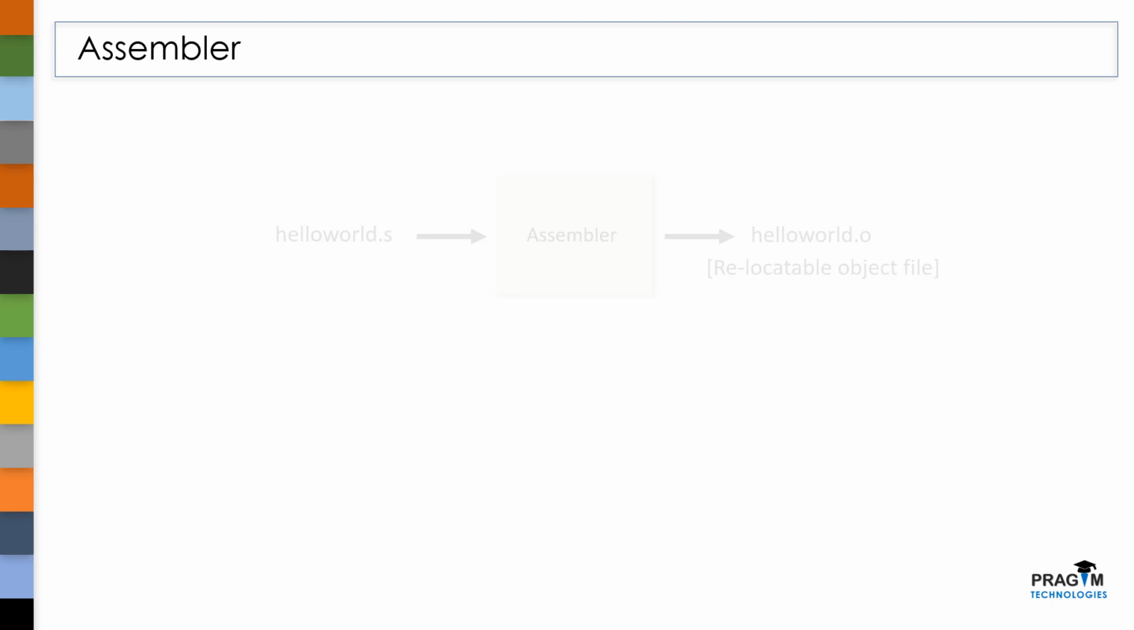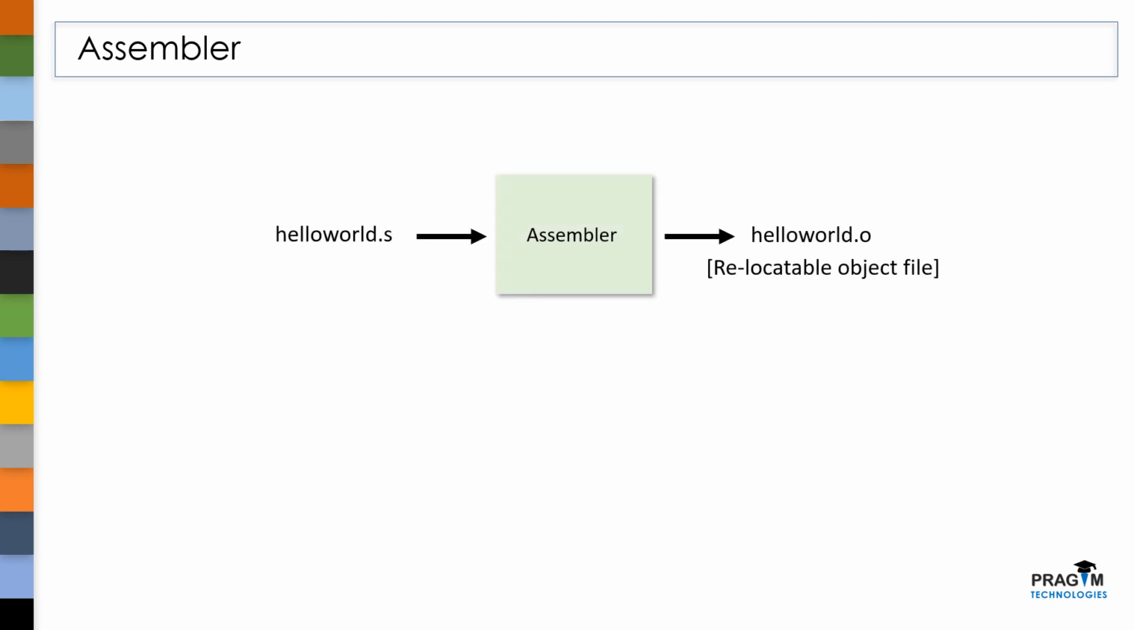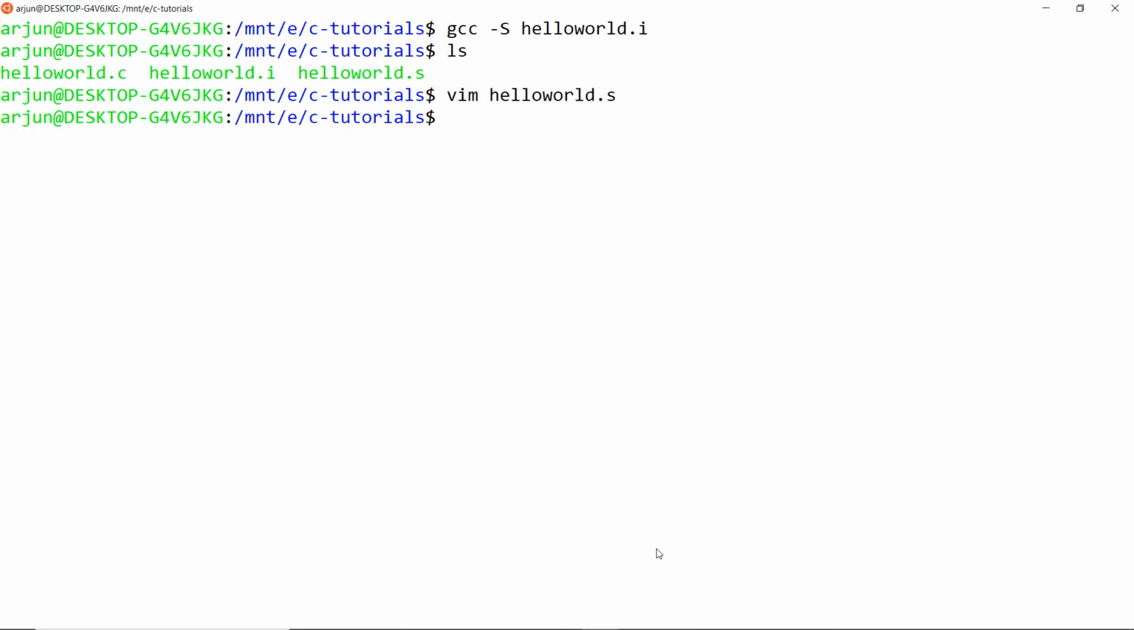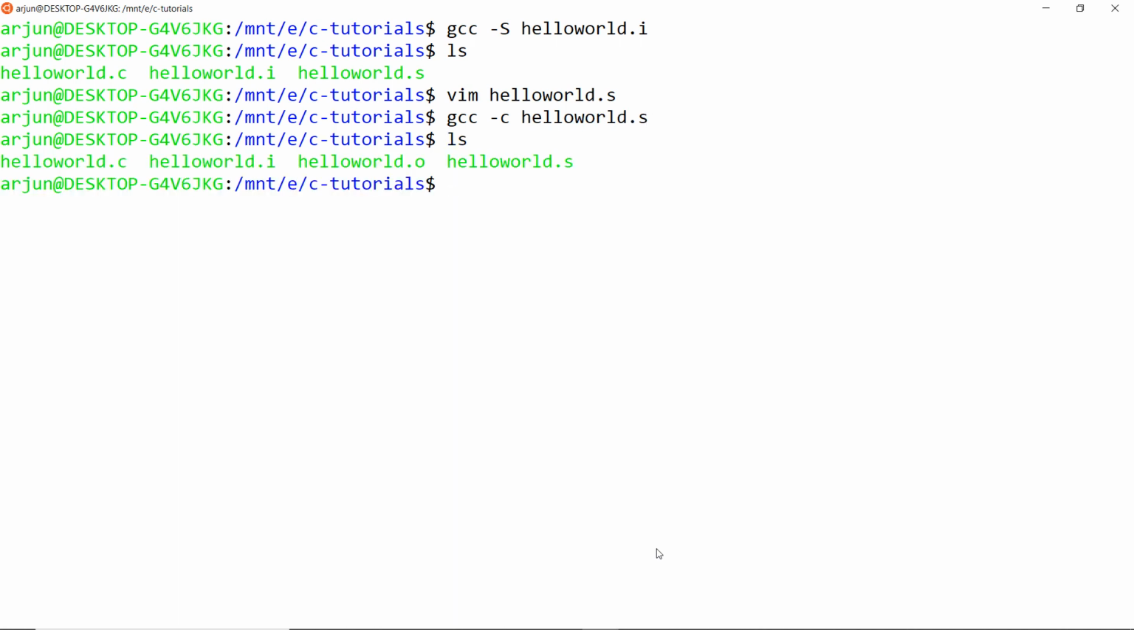Now if you notice here, this file contains few assembly instructions. And next, we have assembler stage. In assembler stage, it will take assembly instructions, that is .s file, as an input, and it will produce relocatable object file as an output. Enter the command gcc -c helloworld.s and press enter. Just do ls to check whether relocatable object file is generated or not. If you notice here, relocatable object file is generated.